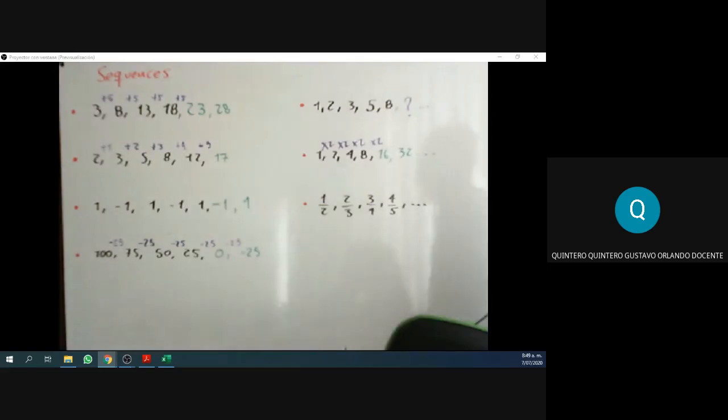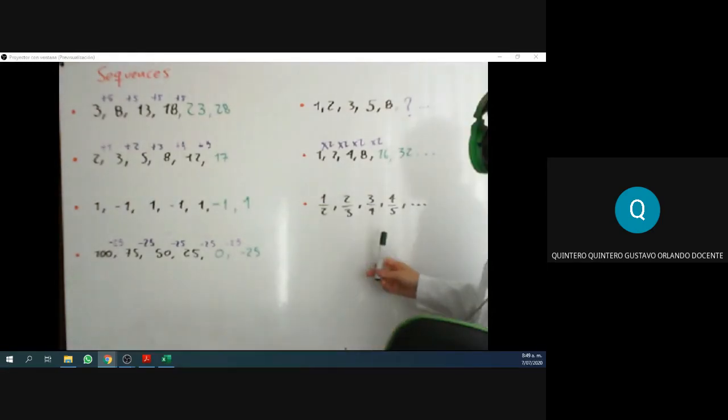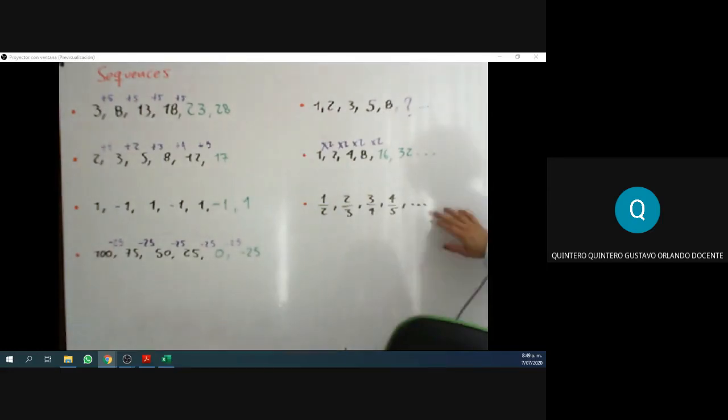Right? Last sequence of the examples. This one over here. Which is the following number?